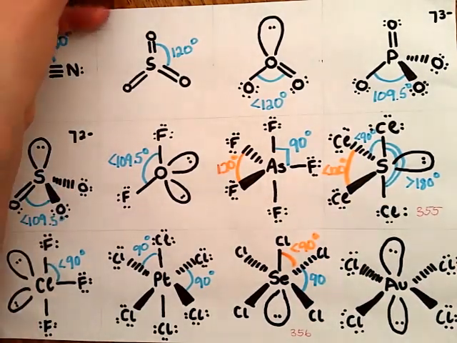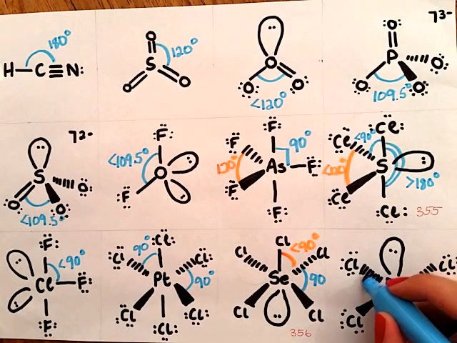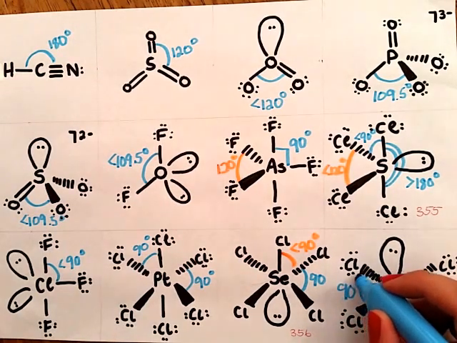In the final structure, the effect of the lone pairs cancel out and we get left with exact angles of 90 degrees.